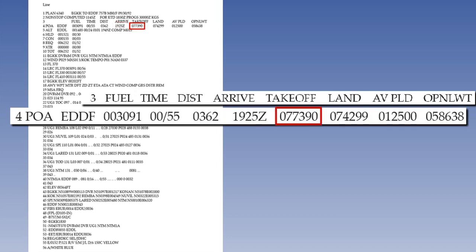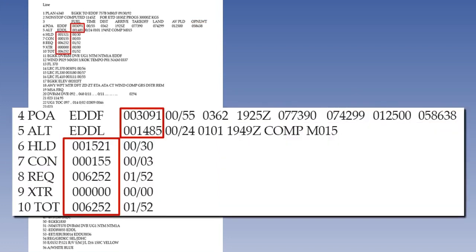The weight of the aircraft at takeoff is 77,390 kilograms. The landing weight, which is takeoff weight minus trip fuel, is 74,299 kilograms. The available payload is 12,500 kilograms, and the operational weight of the aircraft, 58,638 kilograms. The significance of these last two figures will be the subject of a later lesson. The fuel figures in lines 4 to 10 have been covered in a previous lesson and need no further explanation.